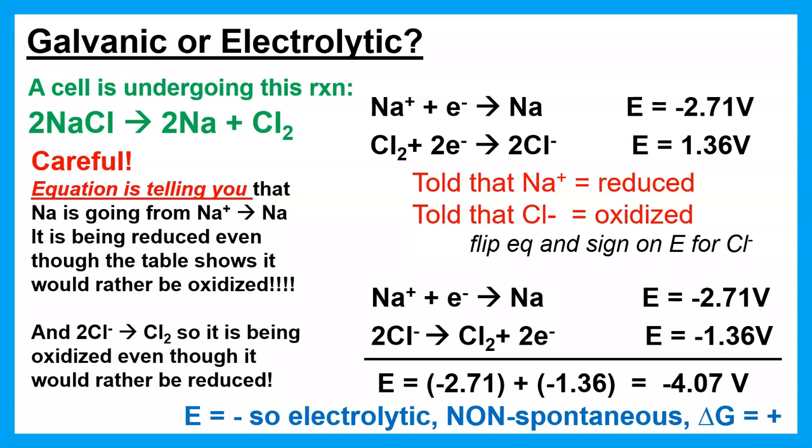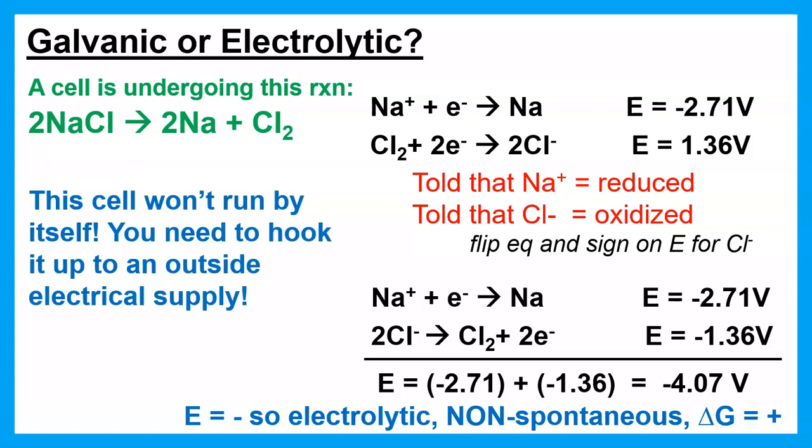Now it's electrolytic, it's non-spontaneous, delta G is positive. And so we have to understand that that means this will not happen by itself. We are not going to get salt to spontaneously break apart like this, are we? But if I were to hook it up to an outside electrical source, I could do this. I could split it apart like this. Would not be super safe, right? We don't want to go around generating chlorine gas. This is not something we would do in class. That would be dangerous, not good for you. But I could, in theory, make it happen.